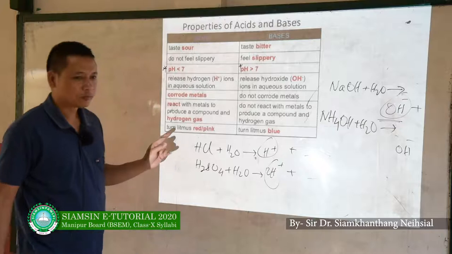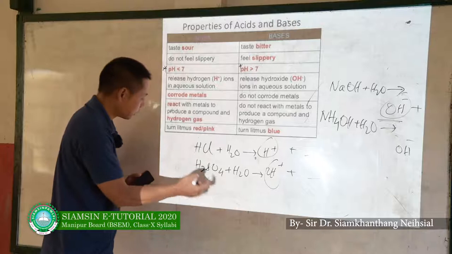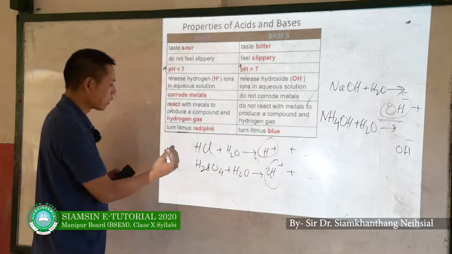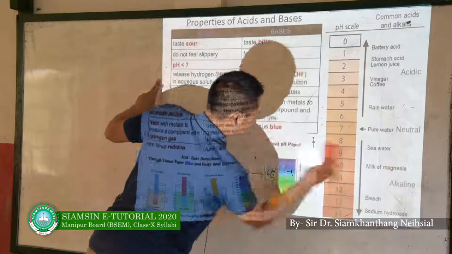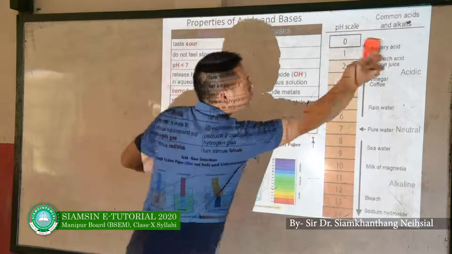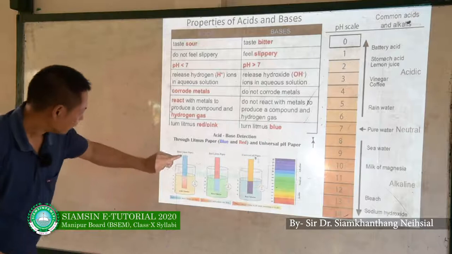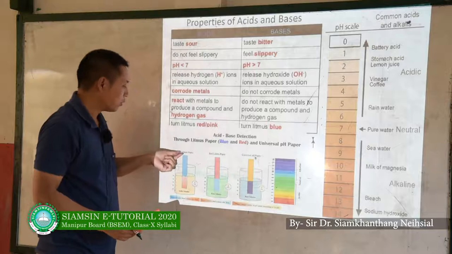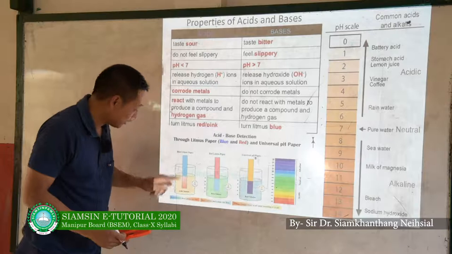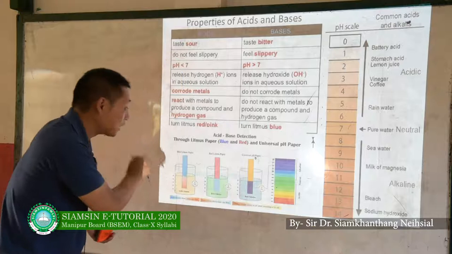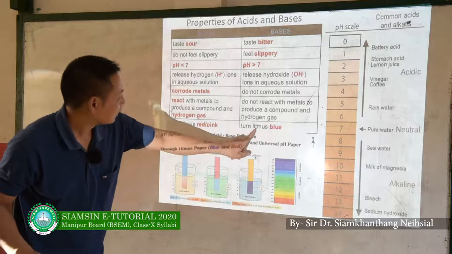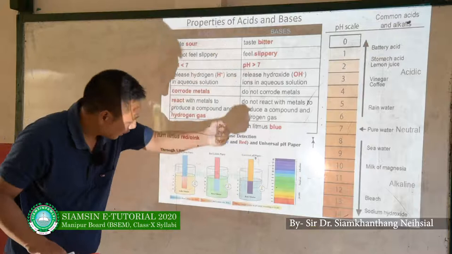Now litmus paper. Litmus paper is blue litmus or red litmus. Acid will turn blue litmus red. In the case of bases, base will turn red litmus blue.